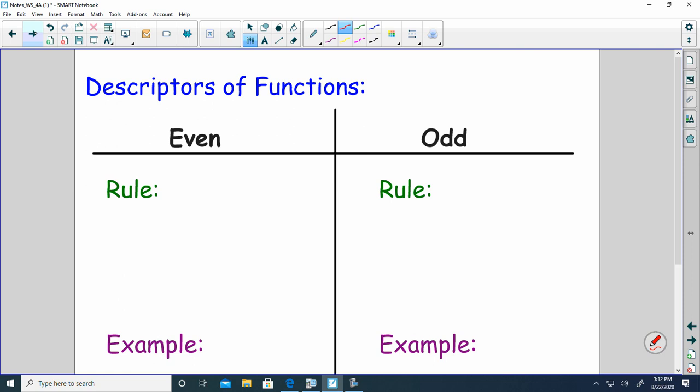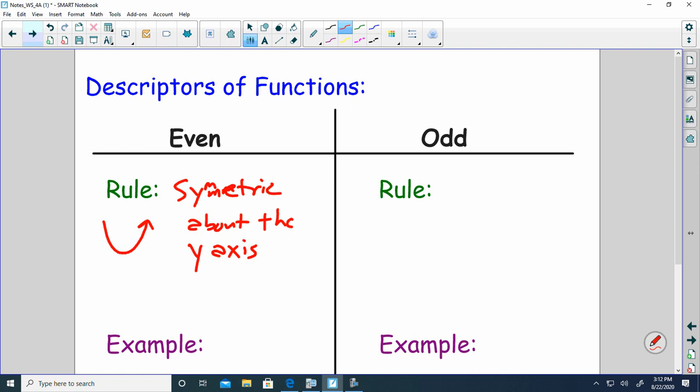Now we want to see if they're even or odd. Even is symmetric about the y-axis, so this would be an even function. If that was our x-y axis and it came straight down right through there, if I could fold it over the y-axis and it lies on top of itself, that means it's an even function.